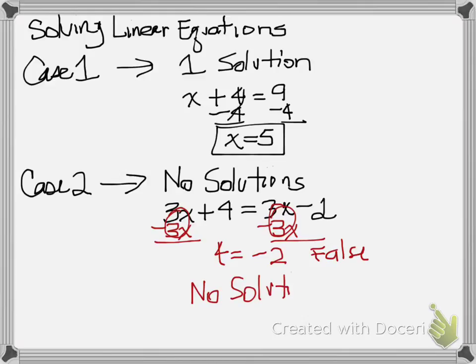My variables zeroed out, 3x minus 3x. And so it's no solution. So there is no solution because what I ended up with was not the truth, right? Not the truth. Okay, so that's case 1 and case 2.